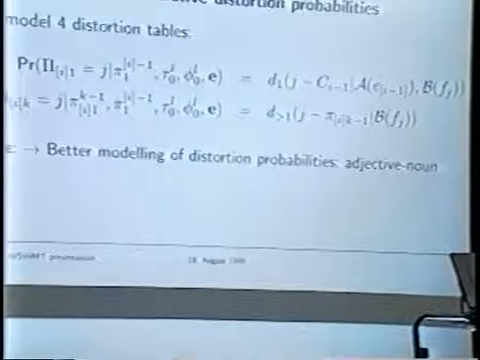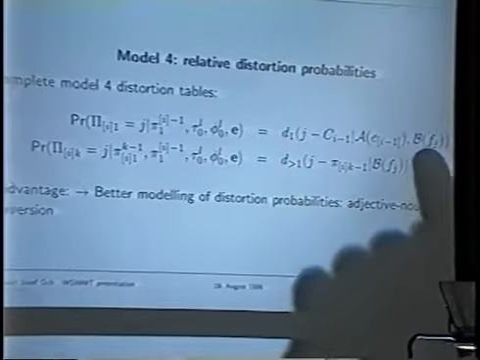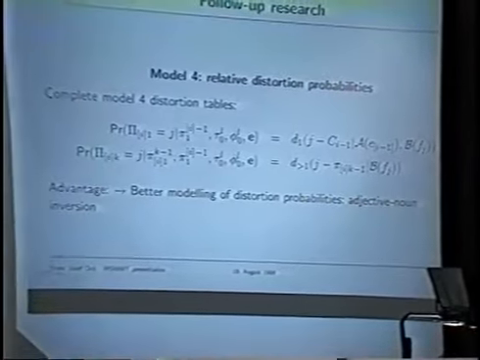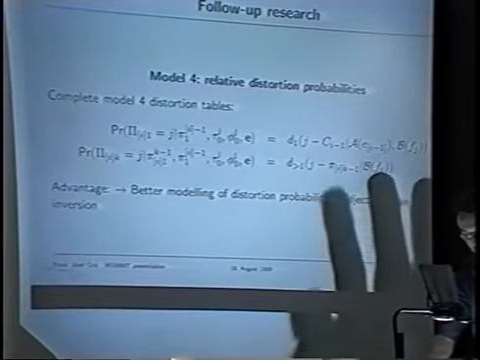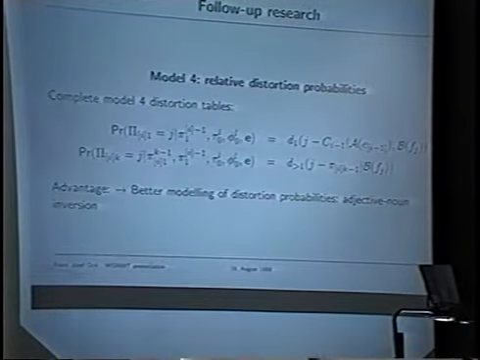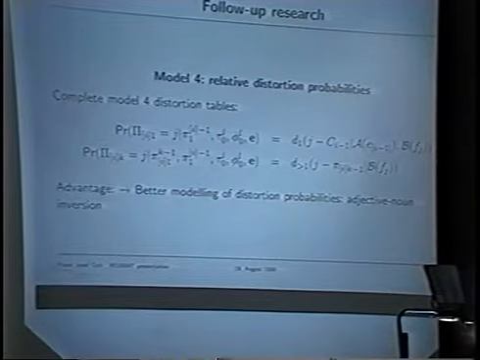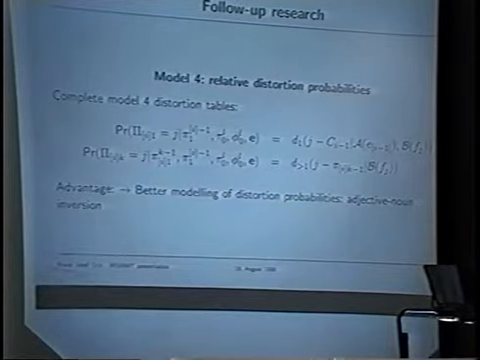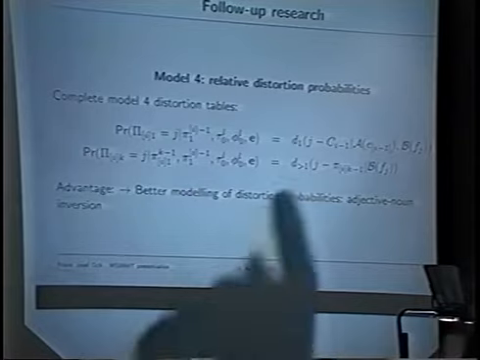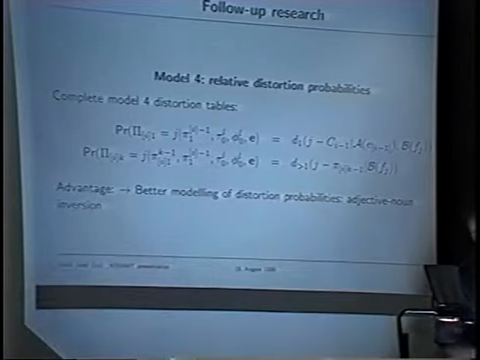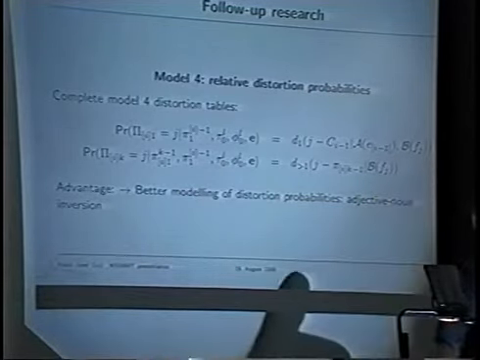So what I suggest is to make a complete Model 4 implementation, so to integrate the dependency on word classes, which then allow to model, for example, adjective noun inversion, or to predict moving of modifiers and so on. So the complete Model 4, the formulas are very similar. The only difference is that there is now a dependency on the word classes.